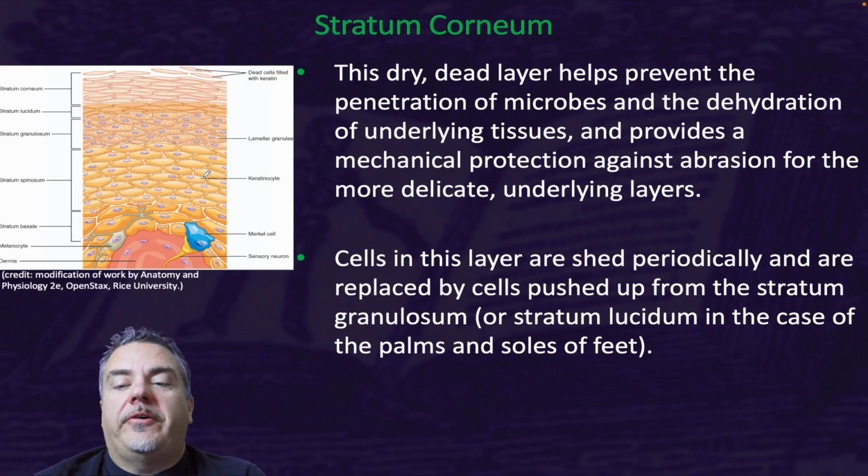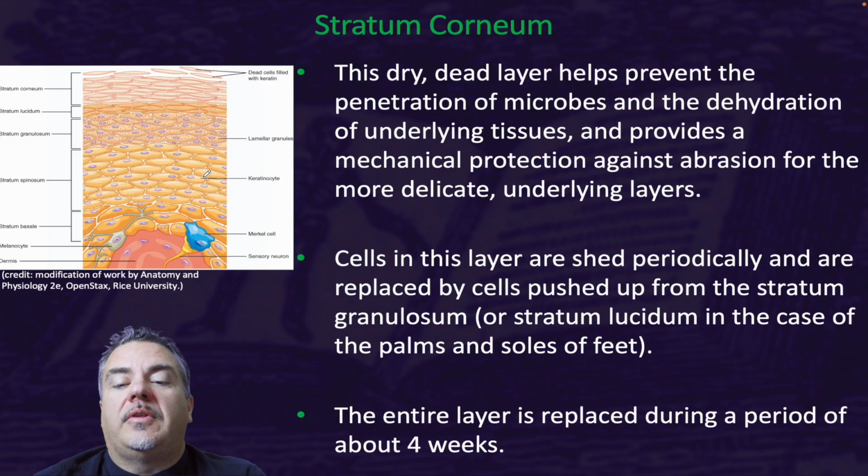Cells in this layer are shed periodically and are replaced by cells pushed up from the stratum granulosum, or stratum lucidum in the case of the palms and soles of feet. The entire layer is replaced during a period of about 4 weeks.